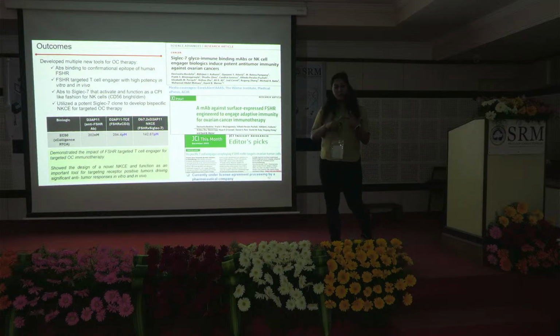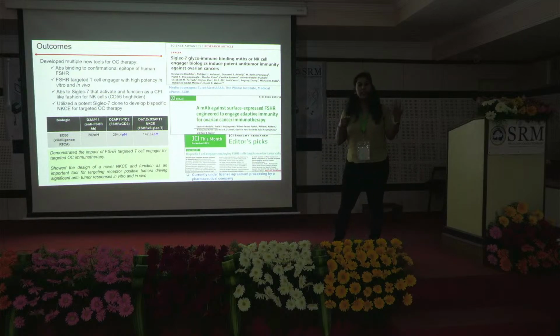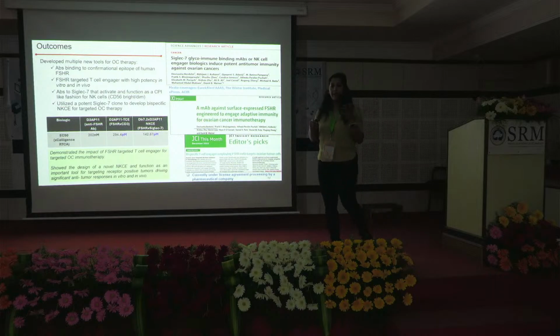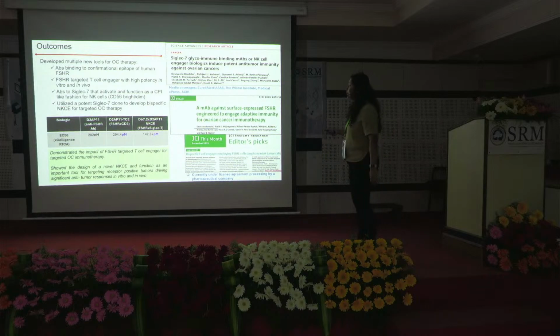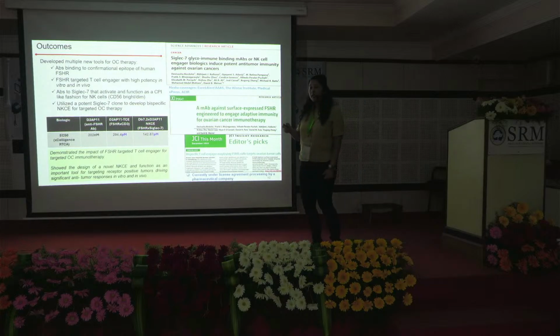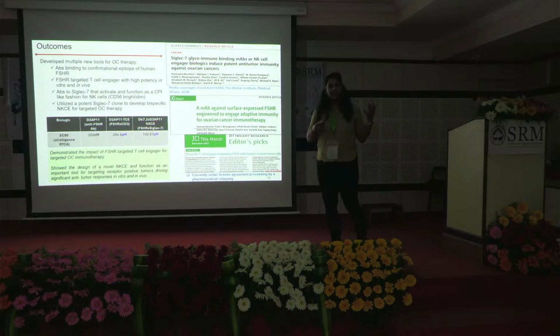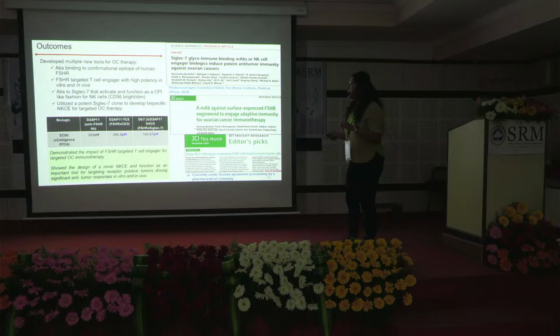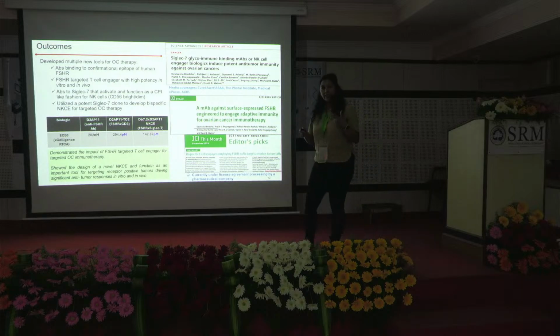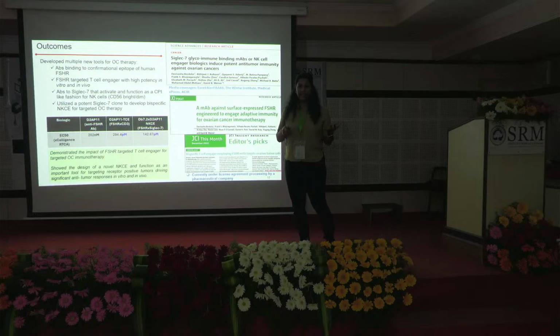Antibodies which bind to the conformational epitope of FSHR, because we have screened all the antibodies on a cell, not by immobilizing it on the surface. And then we have developed an FSHR targeted T cell engager with high potency in vitro and in vivo. Number three, we have developed fully human antibodies against Siglec-7, which also work as CPI. Its function is very reminiscent of PD-PDL1. This is an NK cell checkpoint. And then we have utilized that anti-Siglec-7 antibody to develop a novel bispecific NK cell engager.